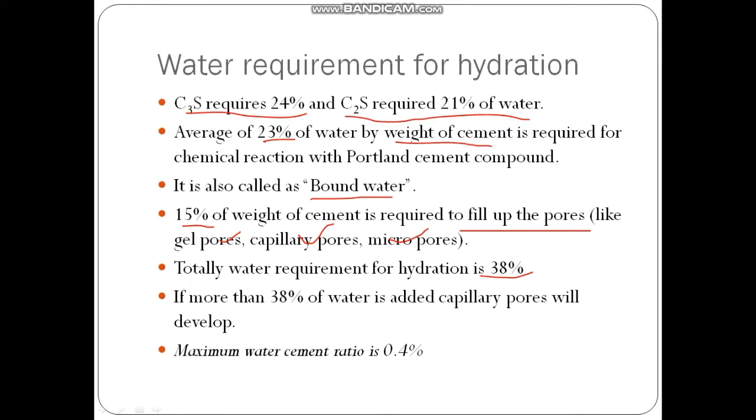If more than this 38% is added, capillary pores will develop, and the code recommends that the maximum water-cement ratio for the water requirement for hydration is 0.4.